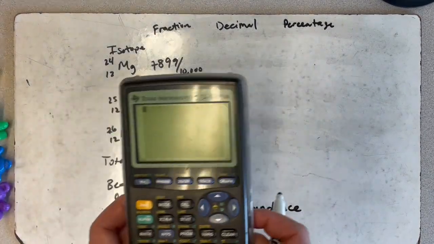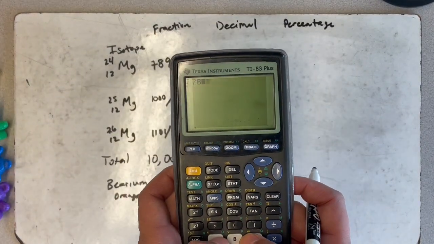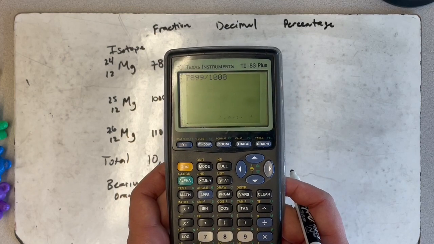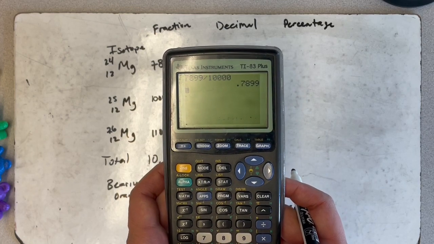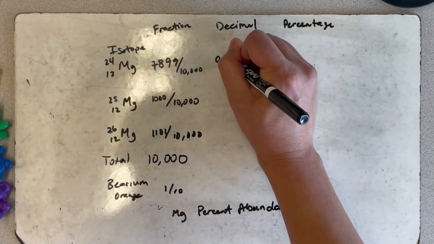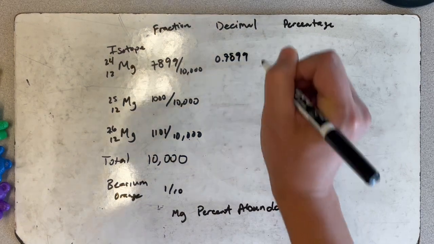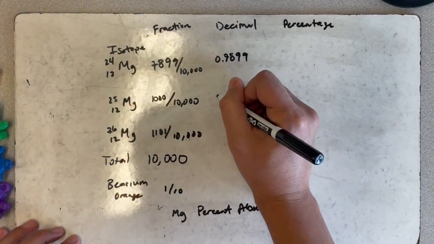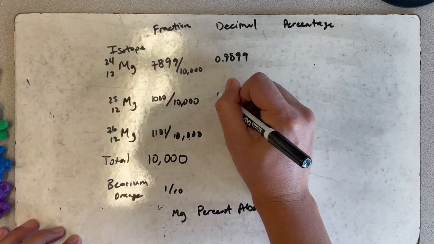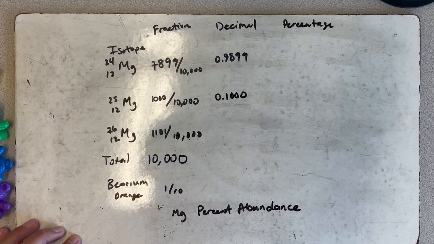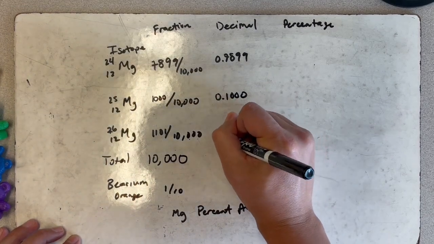So if I take 7,899 and divide by 10,000, what I get is 0.7899. So this is my decimal form, 0.7899. And then I can do the same thing here. So that would give me 0.1000 in decimal form.